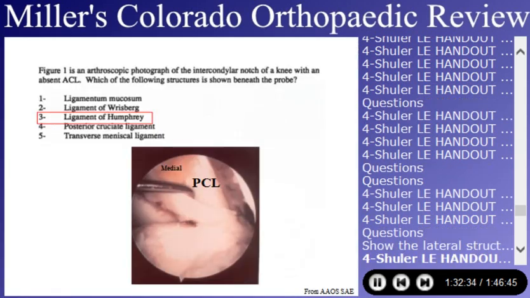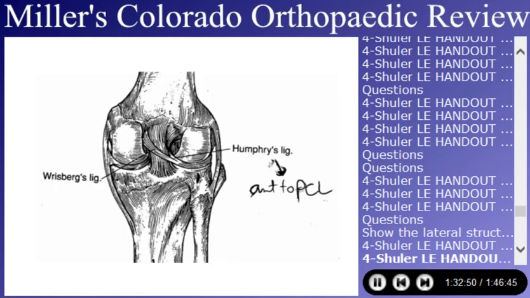Arthroscopic photograph, intercondylar notch in knee, absent ACL, so you're looking directly at the PCL. Which of the following structures is beneath the probe? What lies directly anterior to your PCL? Ligament of Wrisberg or Humphrey? Humphrey. It's real easy to know. Just go anterior, posterior, alphabetical order. H is before W. Right there. Humphrey's ligament, anterior; posterior, Wrisberg's.